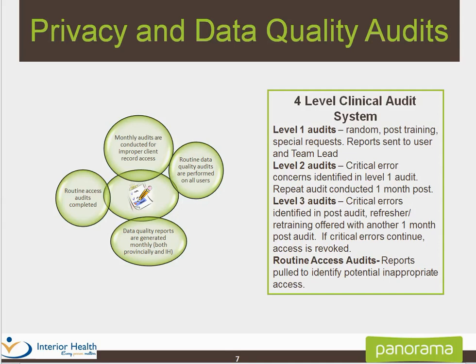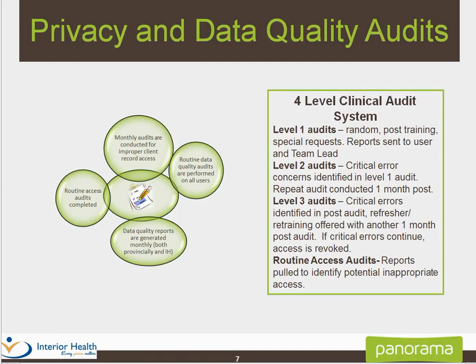For data quality, there are 3-level audit processes in place. Level 1 audits are performed by our IH Panorama support team either by random, post-training, or by special request. Any errors will be sent to users to fix and their team leads or supervisors for follow-up. Level 2 audits are for any critical errors identified in a Level 1 audit. Errors will be sent to the user to fix and the team lead to follow up, similar to Level 1 audits.